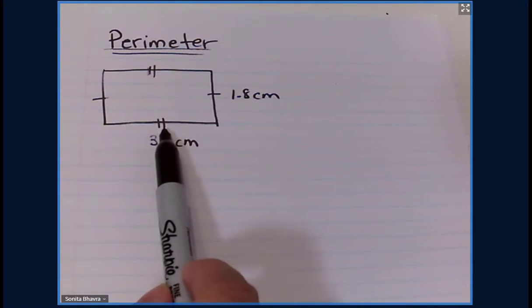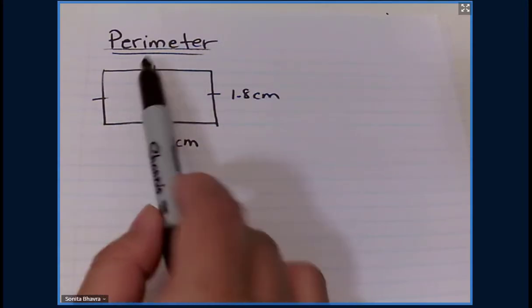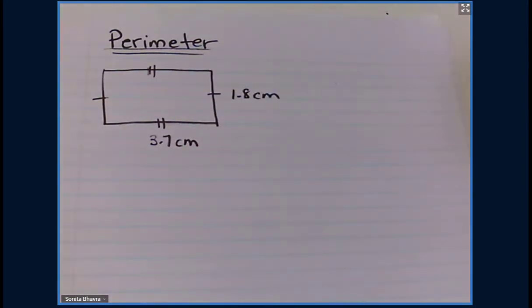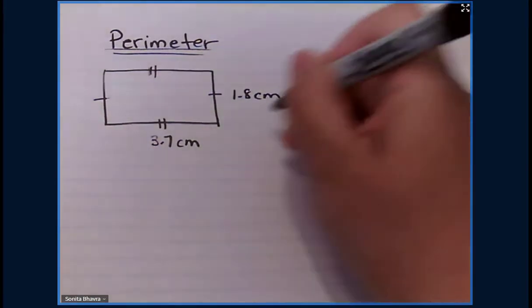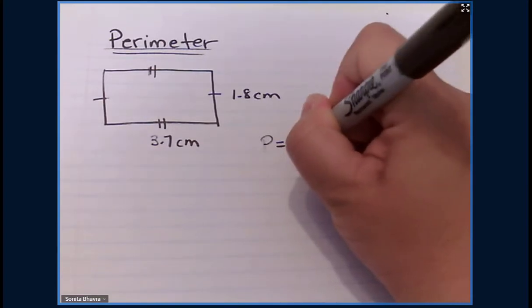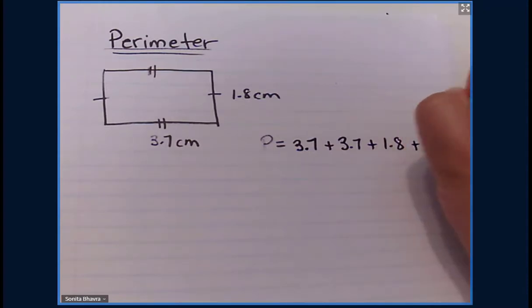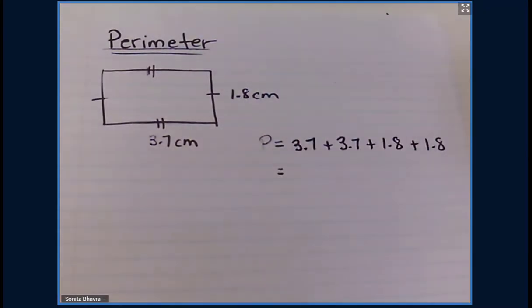Then we have a double dashed line here and here. That means these two measurements are going to be the same. Calculating the perimeter of this rectangle, you would just add up all four sides. So perimeter would be equal to 3.7 plus 3.7 plus 1.8 plus 1.8. You put that in your calculator, and I get 11, so 11 centimeters.